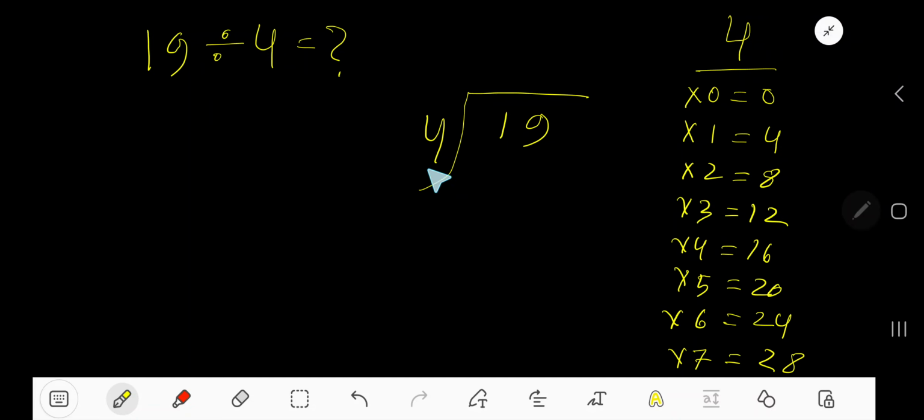19 divided by 4. Here 4 is the divisor, so we need the multiplication table of 4. 4 times 0, 0. 4 times 1, 4. 4 times 2, 8. 4 times 3, 12. 4 times 4, 16. 4 times 5, 20. 4 times 6, 24.